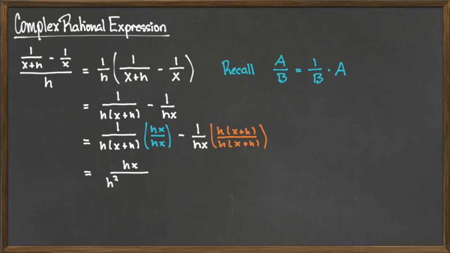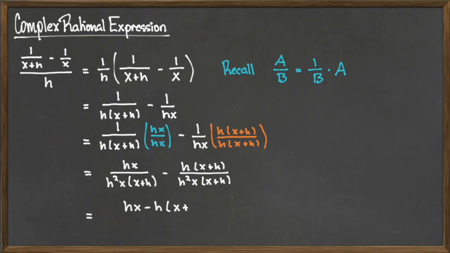Okay, so let's go ahead and multiply each individual fraction, which gets the following. We see that the denominators are the same, so we can go ahead and combine our fractions into 1 by subtracting the numerators.